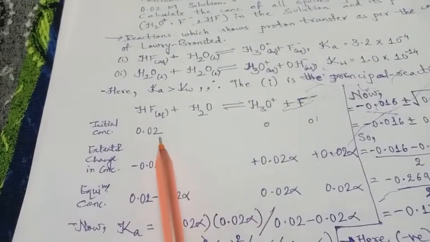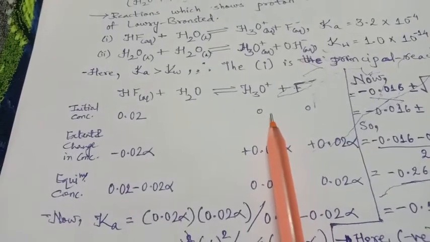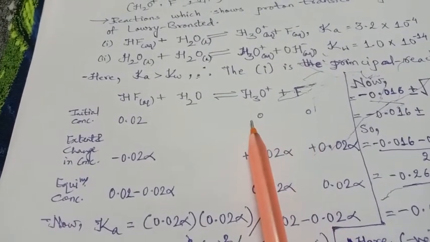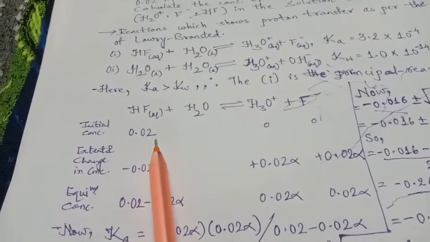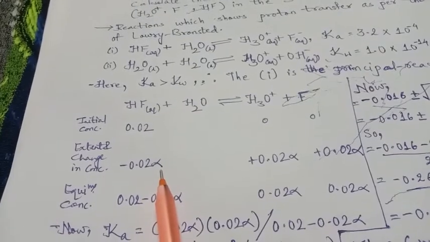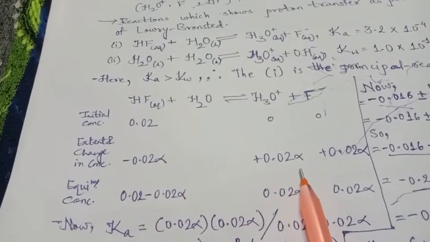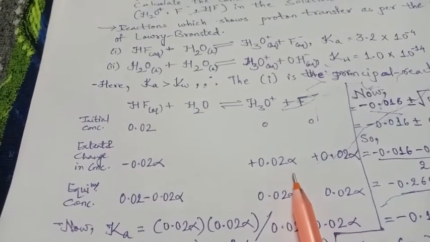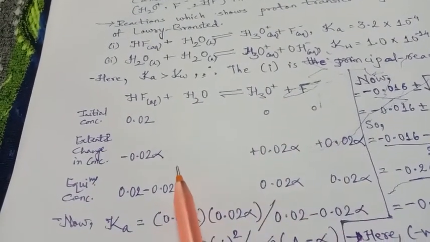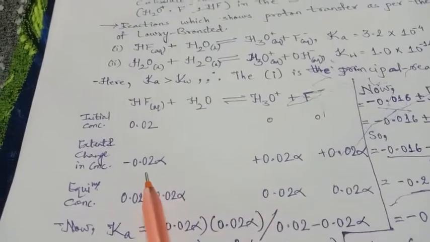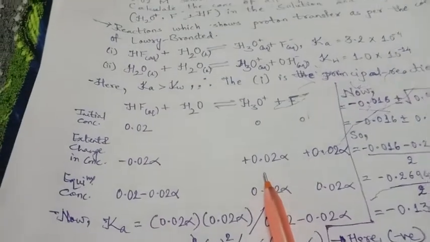And now here see, the reactant will have an initial concentration, but at the start the product is not formed, so the initial concentration of product will be 0. But the change in concentration: as soon as the amount of dissociation alpha is used up from 0.02, it is added to the product. Reactant is subtracted, then it will be given to the product. So minus 0.02 alpha, the consumed one, and here added, that is plus 0.02 alpha.